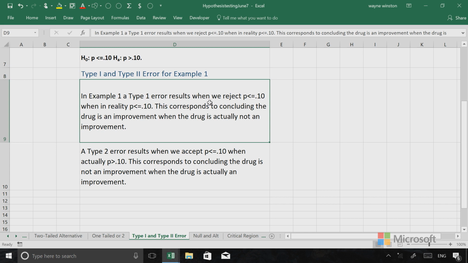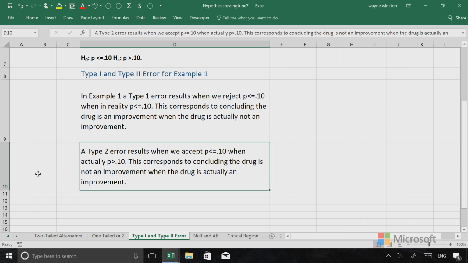Well, a type 1 error would result when we reject the hypothesis that the chance of survival for 5 years is less than or equal to 0.1 when it was really basically less than 0.1. Okay, so that corresponds to concluding the drug is an improvement, because when you reject p less than or equal to 0.1, you're saying basically p is greater than 0.1, the drug is an improvement, when in reality it wasn't. Okay, so that's the type 1 error there.